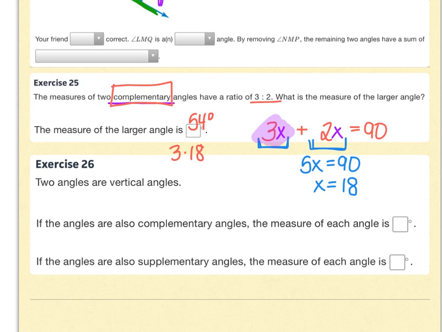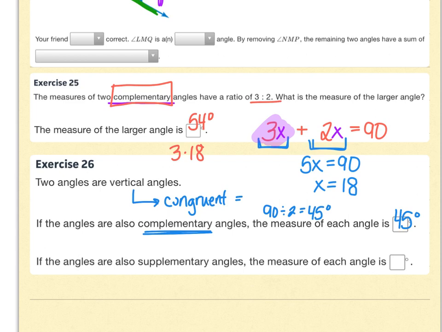Number 26, two angles are vertical angles. If the angles are also complementary, what would the measure of each of them be? Well, if they're vertical angles, that means one important fact. That means they're congruent, which means they are the same size. They have equal measure. So if two angles are the same size and they add up to be 90 degrees, well, then I just take 90 divided by 2. That means both of them have to be 45 degrees. That was actually pretty easy for that one.